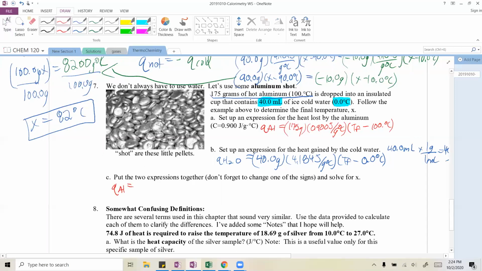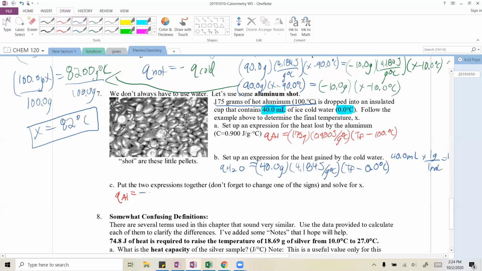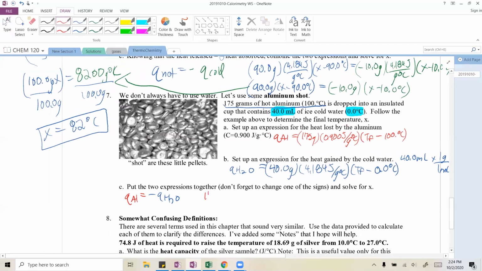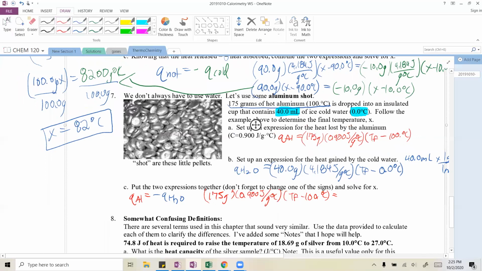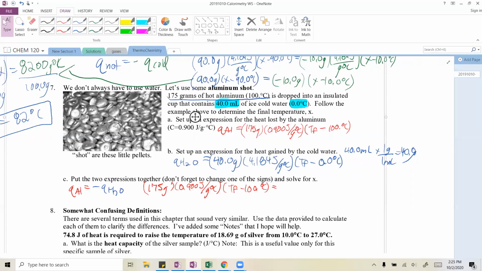So our Q of our aluminum is going to be equal to the negative Q of our water. We know Q of aluminum is 175 grams times 0.900 joules per gram degrees Celsius, and our TF minus our 100. We know our water is going to be negative 40, right? Because we want to keep that negative sign, 40.0 grams, 4.184 joules per gram degrees Celsius, and our TF minus 0.